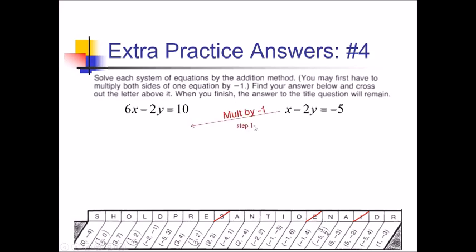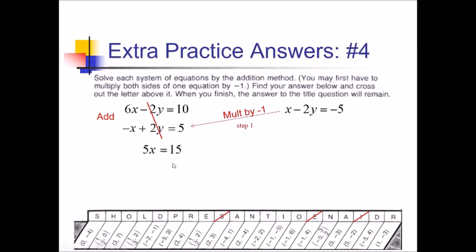So if I do that, that gives me negative x. Now this is going to be positive 2y, and that's going to equal positive 5 on the other side. Now I can add these two equations together, and those two y's are going to cancel. 6x plus negative x is also going to give me 5x, and then 10 plus 5 is 15.